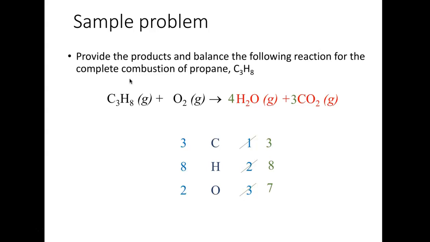By putting a 4 in front of the water, I increase the number of hydrogens, but I also change the number of oxygens. So now I have 4 oxygens plus 6 oxygens for a total of 10 oxygens on the product side. Now all I have left is the oxygen. I need to have 10 oxygens on the reactant side, so if I multiply that by 5, 5 times 2 is 10. And now it is a balanced combustion reaction. So the key there is step 1, write out the products, and the combustion products are always carbon dioxide and water. Step 2, balance the equation.